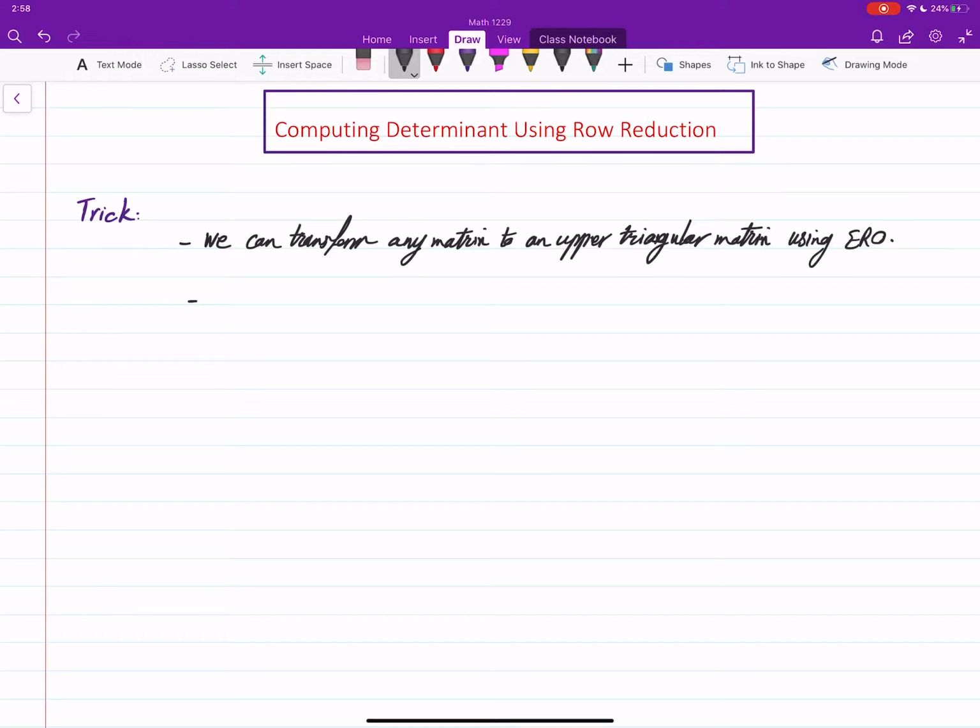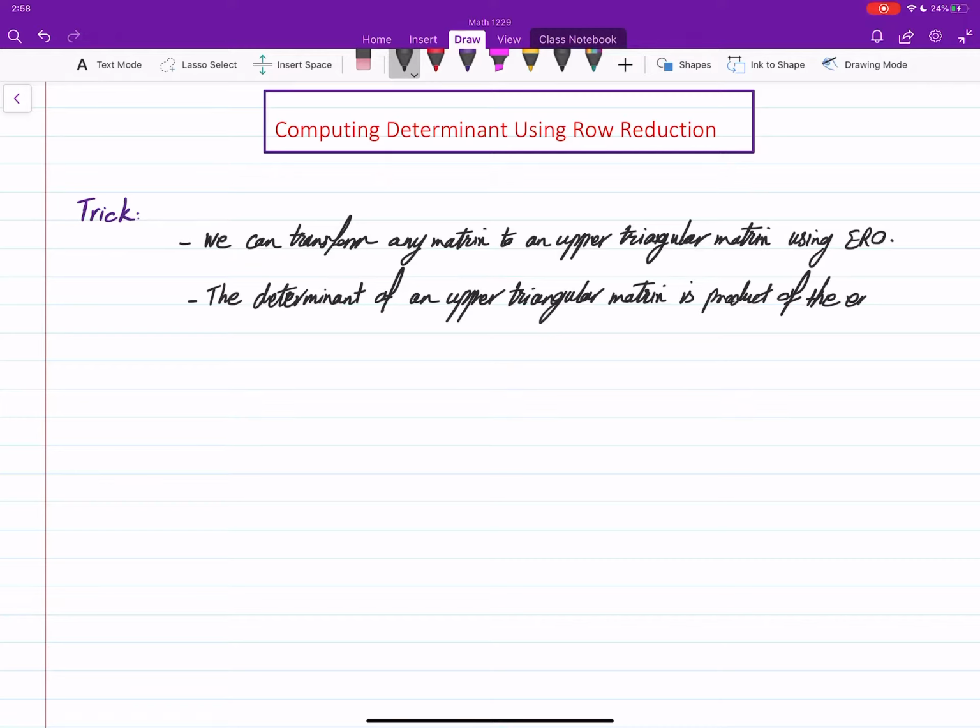And when you get to the upper triangular matrix, you know that, this is the second trick, the determinant of an upper triangular matrix is equal to the product of the entries on the main diagonal.